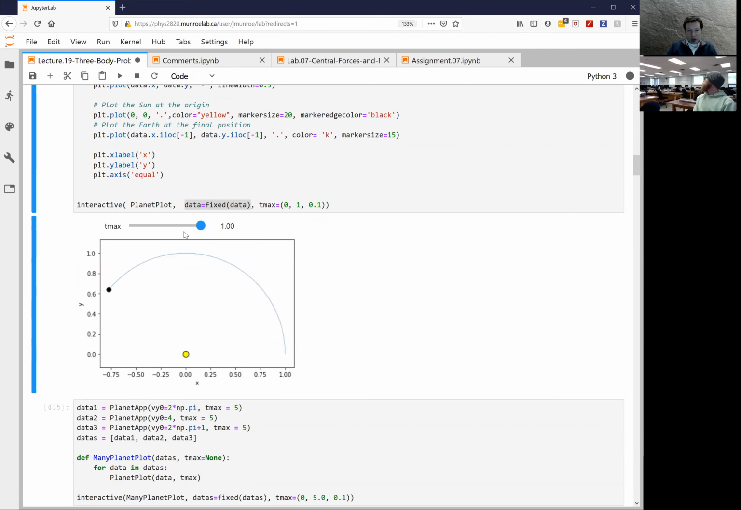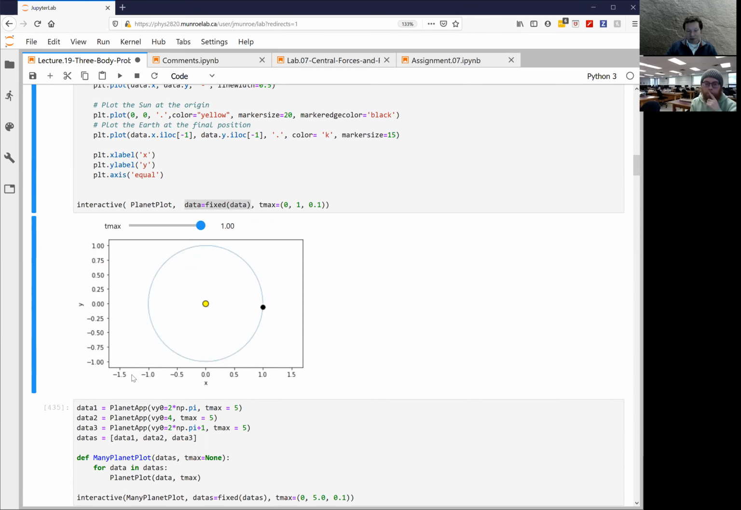And you can see that we've got an orbit of some planet around the sun. Now, I've set this particular problem up so we're a distance of 1 astronomical unit away. So this is the Earth's orbit over 1 year.